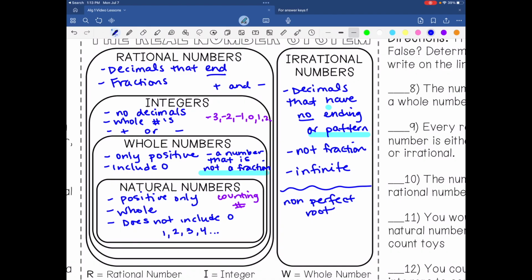So non-perfect roots, right? Radical 2, radical 3, radical 5. We're skipping radical 4 because the square root of 4 is 2. And then another type of irrational number that is going to come up is pi. You probably have all heard of pi, right? It's around 3.14159, dot, dot, dot. No pattern, no way to predict the next number of pi.